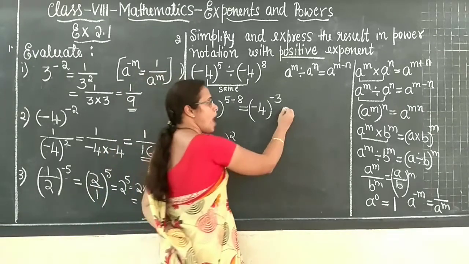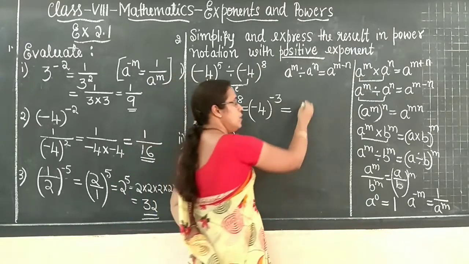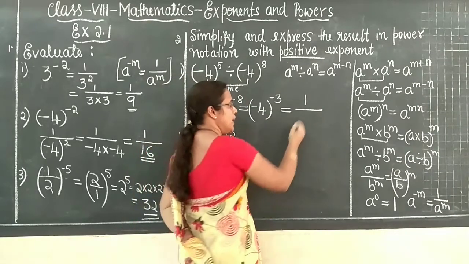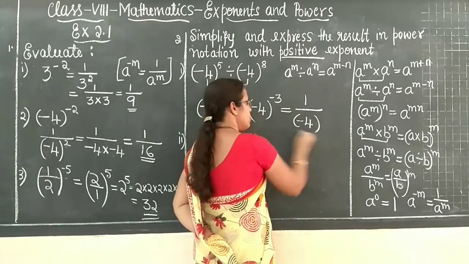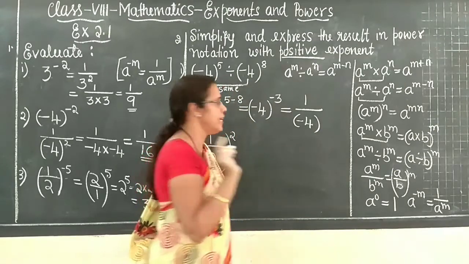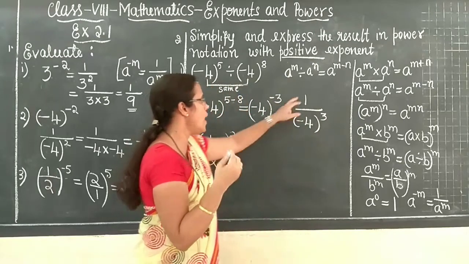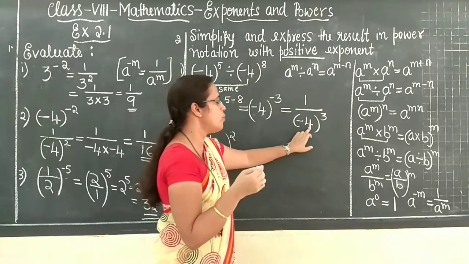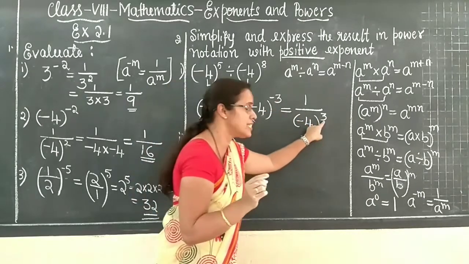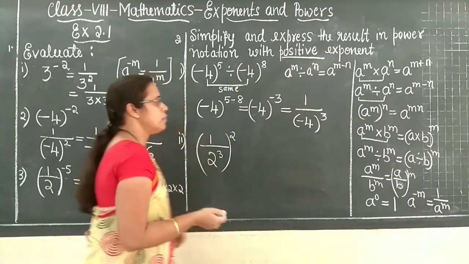Got it? So how can I bring it to a positive power? I can write 1 by minus 4. The base cannot be changed, write it as it is, minus 4, and power 3. Can you make out, children? So 1 by minus 4 whole to the power plus 3. Minus 3 became plus 3 by the reciprocal. Got it? By the reciprocal.